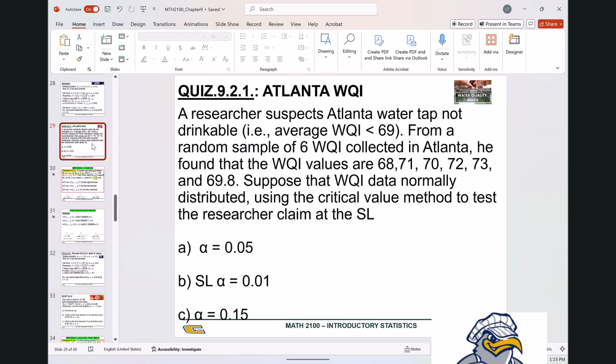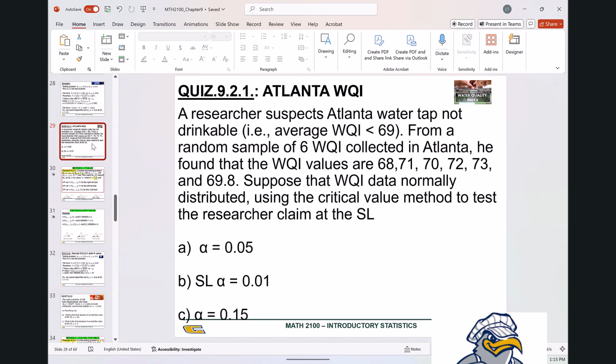So now we look at the quiz on water quality index. Again, the researcher thinks the water is not drinkable, where the average water quality index is 69. From a random sample of 6 water quality index values collected in Atlanta, he found that the WQI values are 68, 71, 70, 72, 73, and 69.8. So this is what he found from 6 samples here.